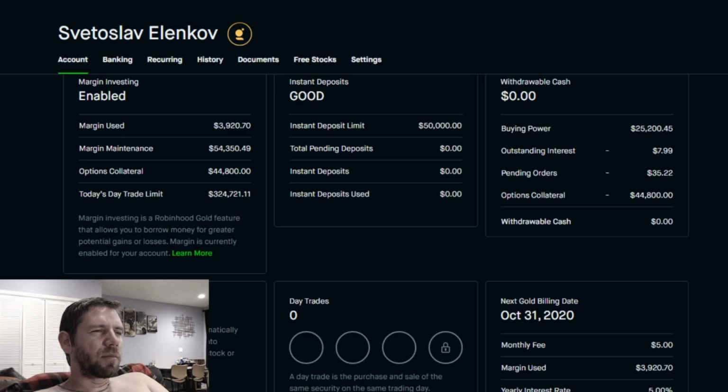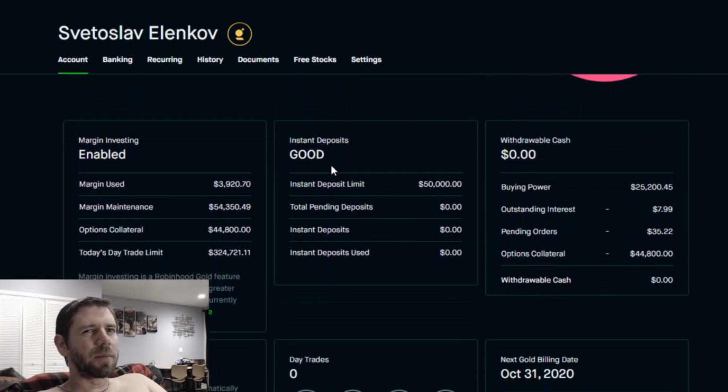Over here in the bottom, you'll see that it says day trades, and it has 3 circles and a lock. So if you have under $25,000, you can't really day trade. You need that $25,000 in order to start day trading on Robinhood, because otherwise you will get marked as a pattern day trader, and there's rules associated with that. You can learn more about that. I don't want to explain it here, mainly because I don't know all the fine details, so you're going to have to look it up, maybe in another video.